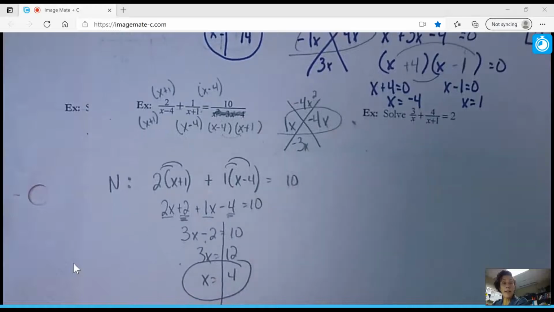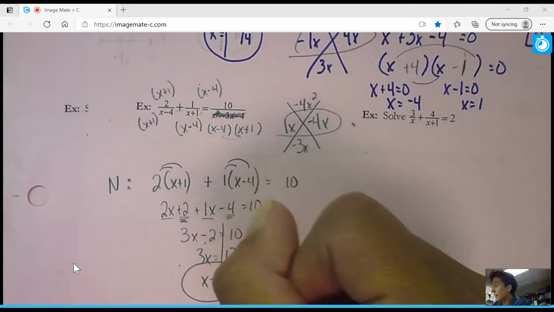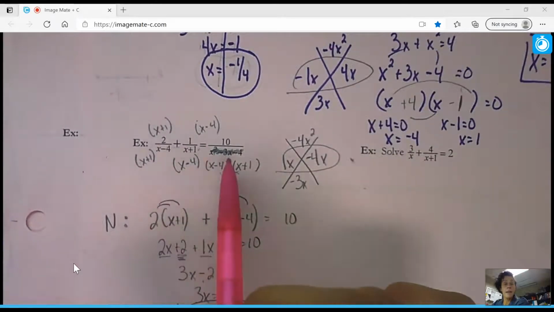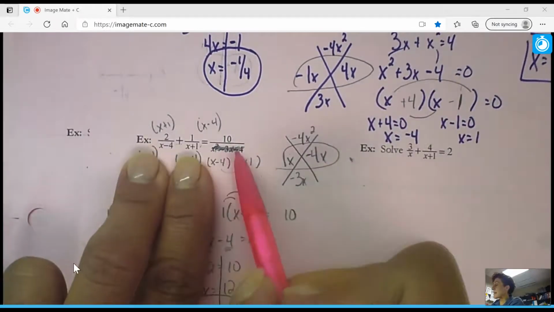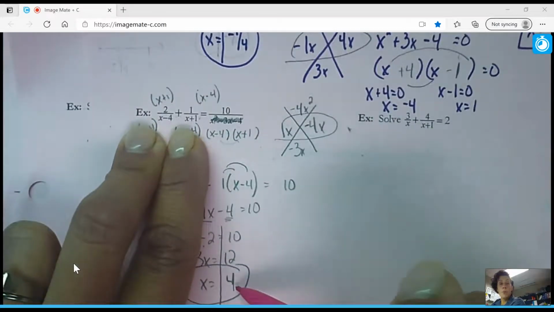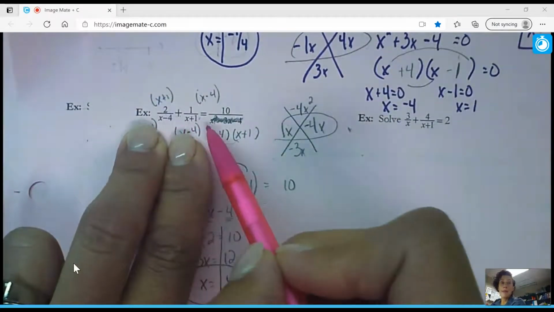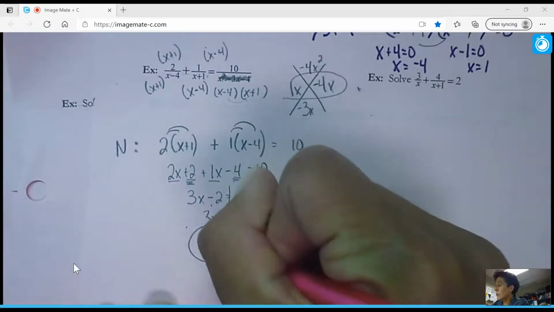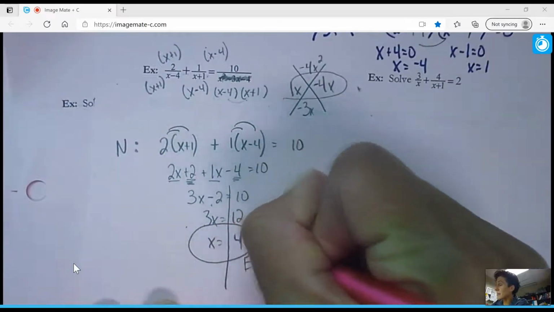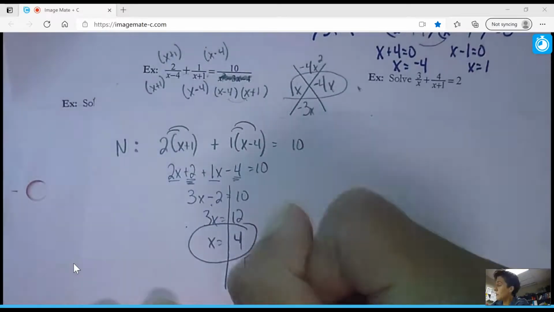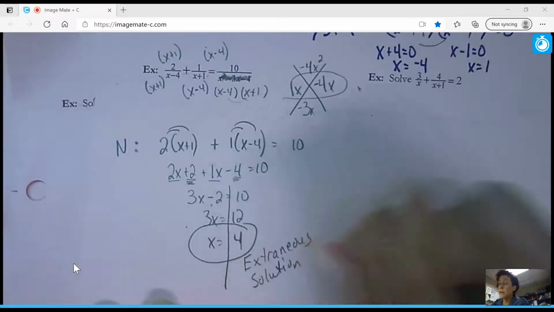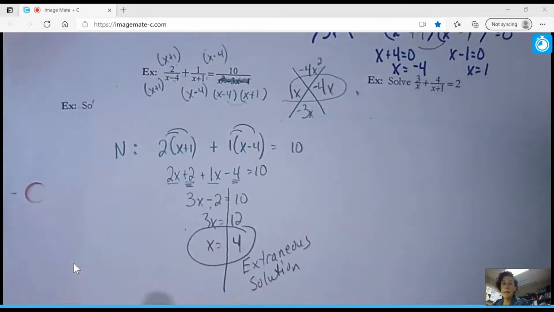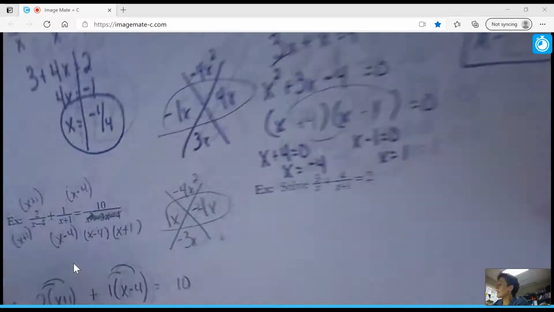And so now I want to check, is 4 a good answer, or is it an extraneous solution? So if I go back to the original problem, ignoring these, I can look at this. This is still the original problem. Does putting 4 back in here make any of my denominators 0? And it does. It does here. So that means even though I got this as a solution, it's called an extraneous solution. So it works for solving, but it doesn't work when I plug my answer back in, because I would get 2 divided by 0 here. So, all right, the next one.